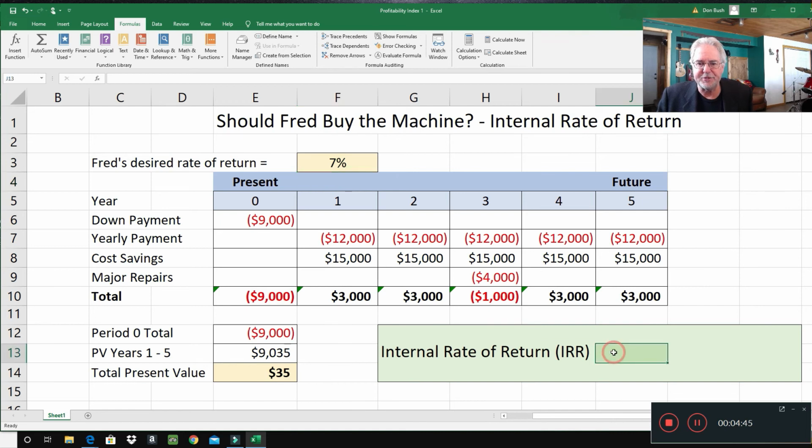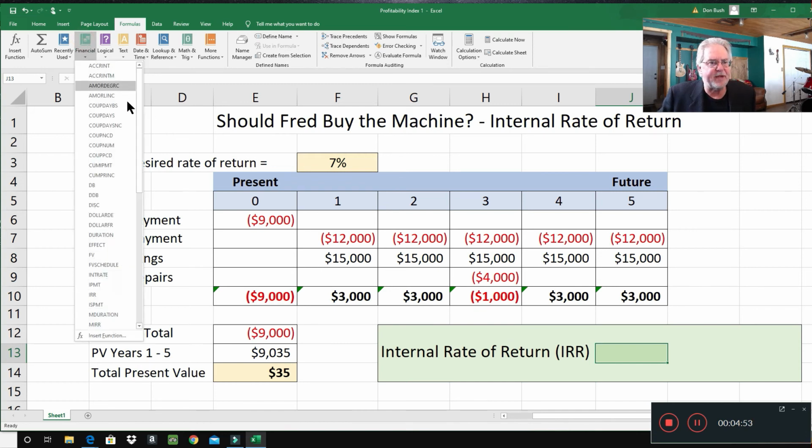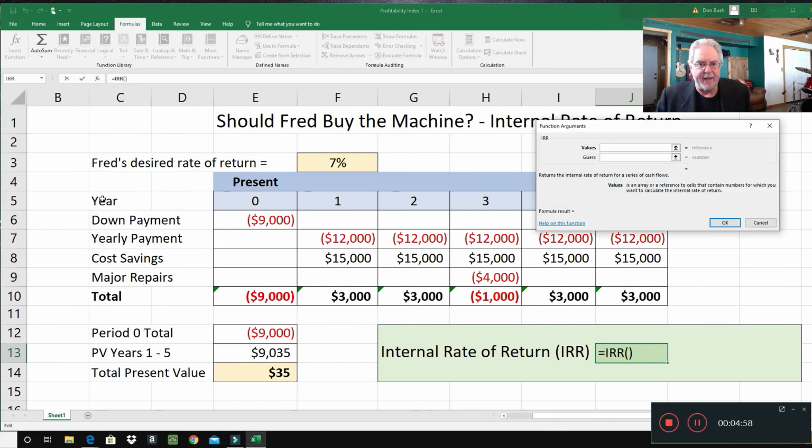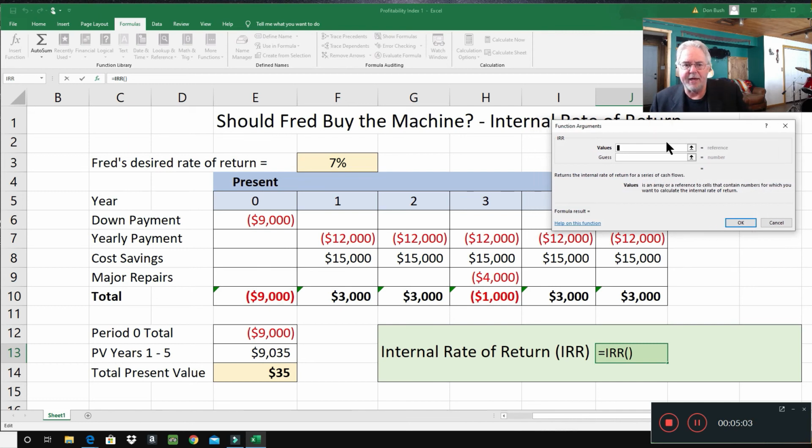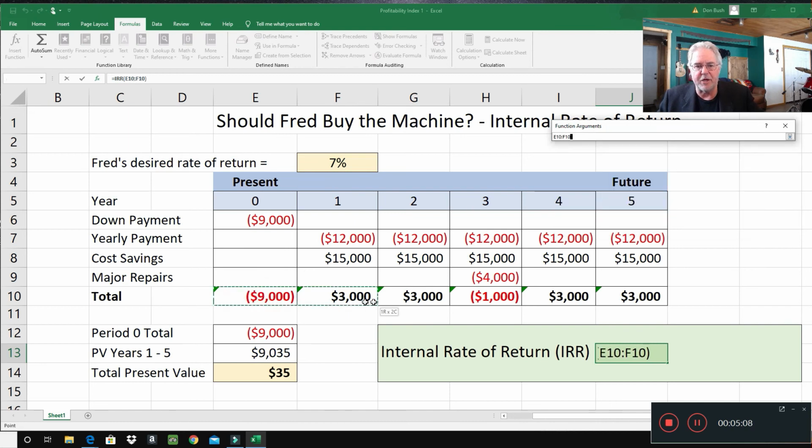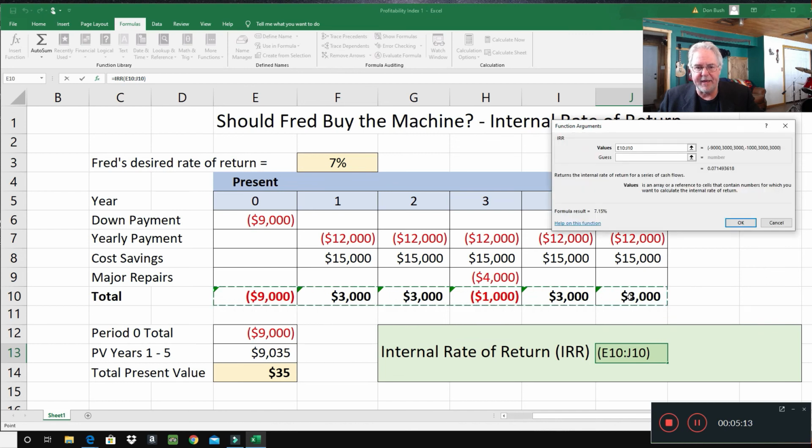Let's just use the internal rate of return. Here's what you do. Put your cursor where you want your answer. I'll put my answer right here. All you do is go to Financial. You go to IRR, Internal Rate of Return. And the computer is asking us, well, what are the values? Now, unlike the NPV, the net present value, you want to highlight all the values, every single value. Don't skip any of them. And if any of these columns happen to be 0, put a 0 in there. You don't want to skip anything.